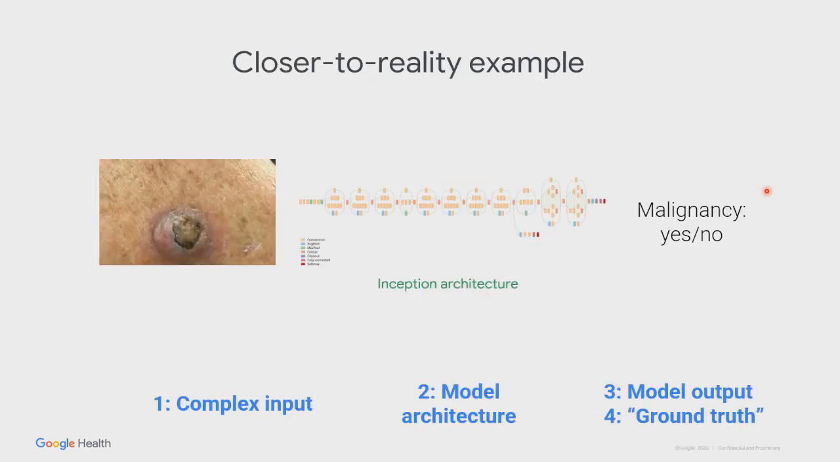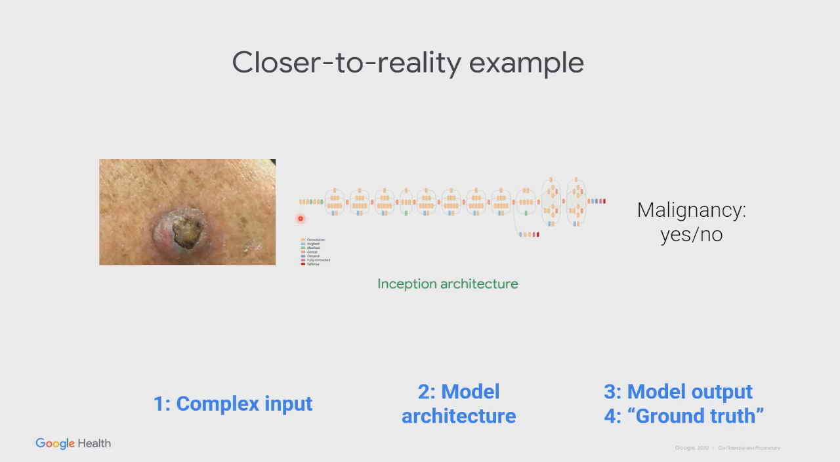Now, a closer to reality example of an AI application. You have an image, in this case of something on the skin. You have a model architecture that's much more complicated than the 3 to 4 layers that you saw before, and there are branches and other things happening within this model. The details aren't as important for the most part, but there is some kind of complicated architecture in the middle. And the output in this case is a binary yes or no answer for malignancy. The ground truth in this case might come from biopsy or it may come from human interpretation of the same image. But this will be one closer to reality example.